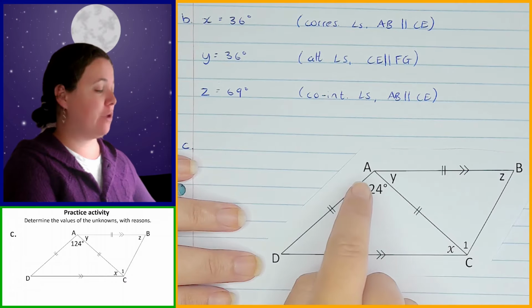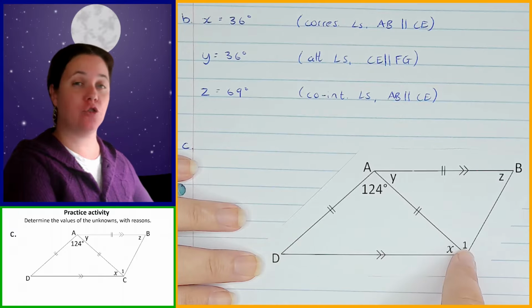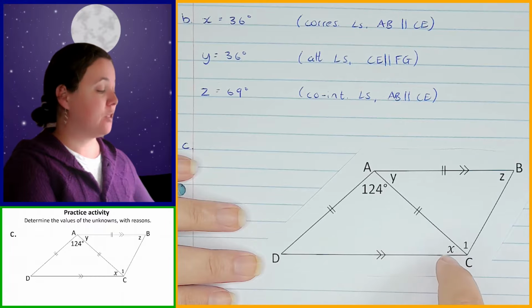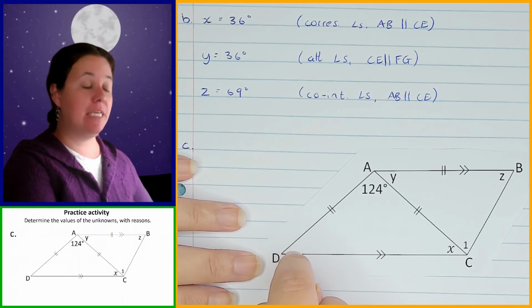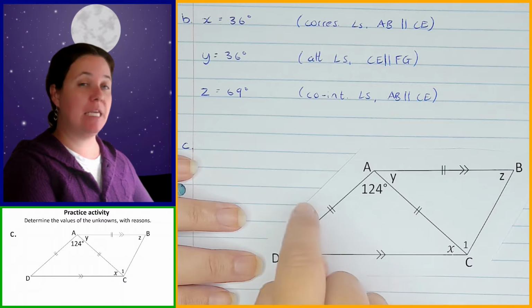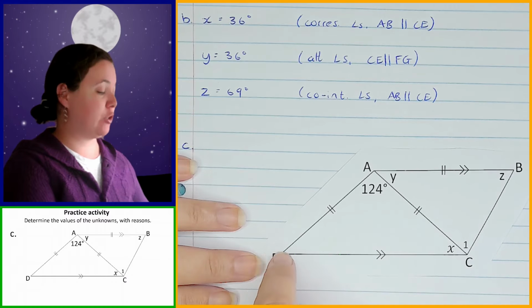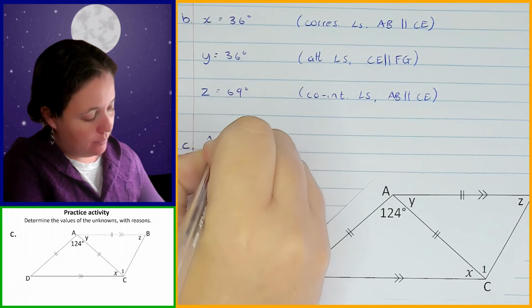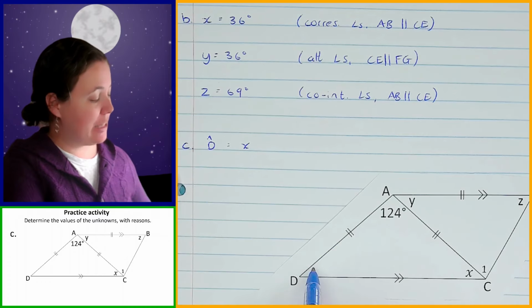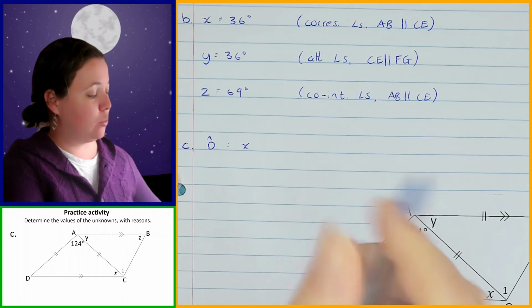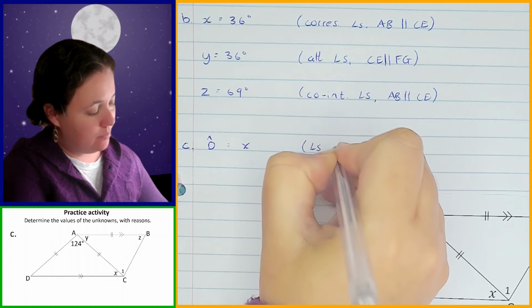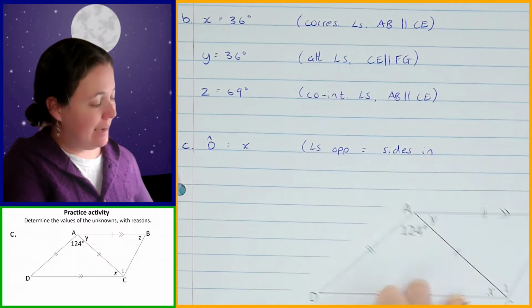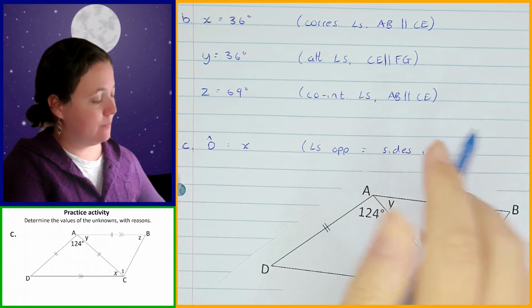So I'm going to work with the fact that this side and that side of the triangle, they told me, are equal to each other, which means that this is an isosceles triangle. So X and angle D are both opposite the equal sides, which means that they're going to be equal to each other. So I can say that angle D is equal to X. And the reason I can say that is because they are angles opposite equal sides in triangle ACD.